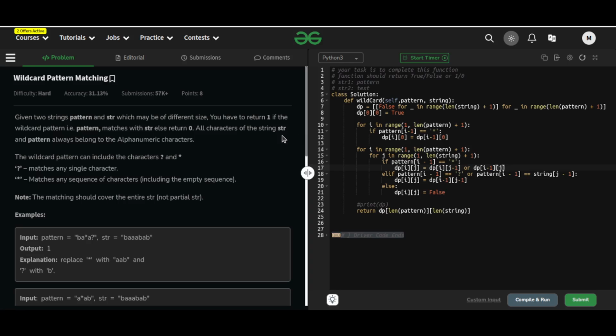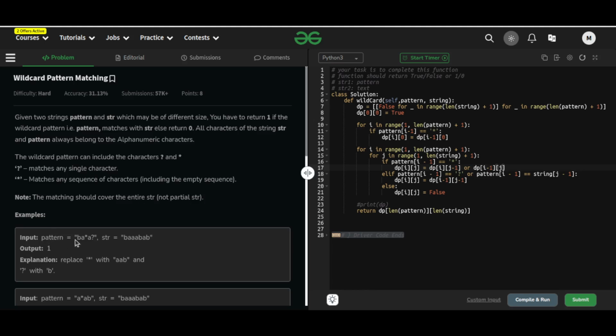All characters of the string str and pattern always belong to alphanumeric characters. The wildcard pattern can include the characters question mark and star, where question mark matches any single character and star matches any sequence of characters, including the empty sequence. Note, the matching should cover the entire str, not partial str.